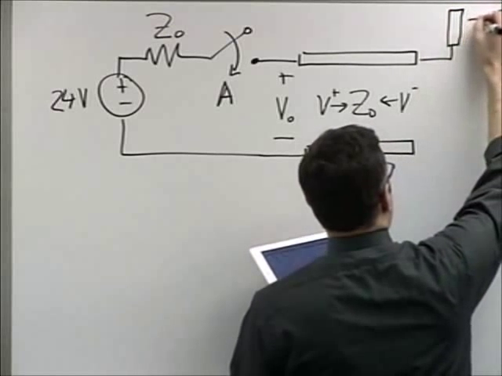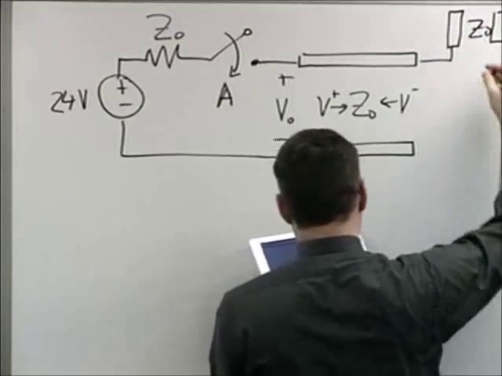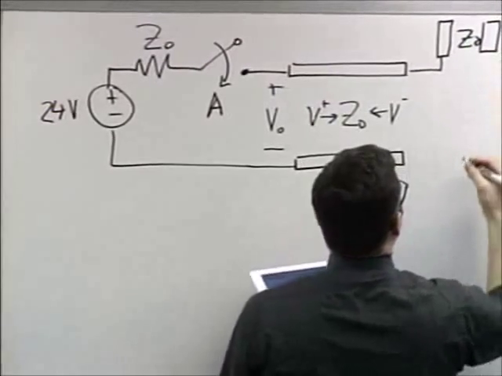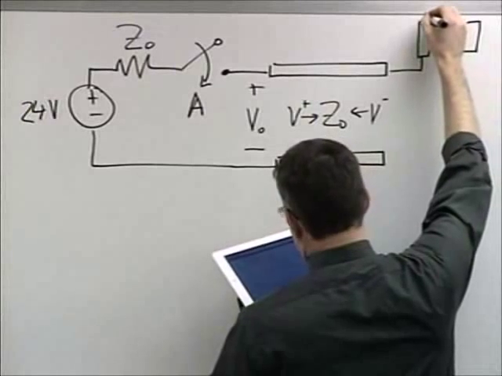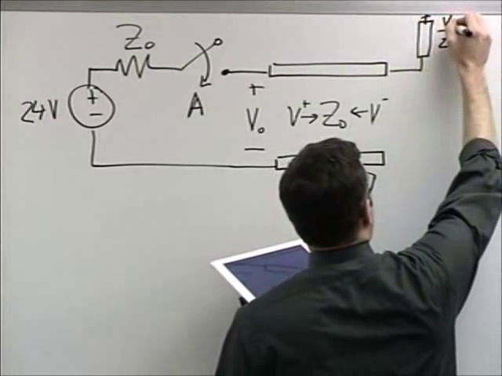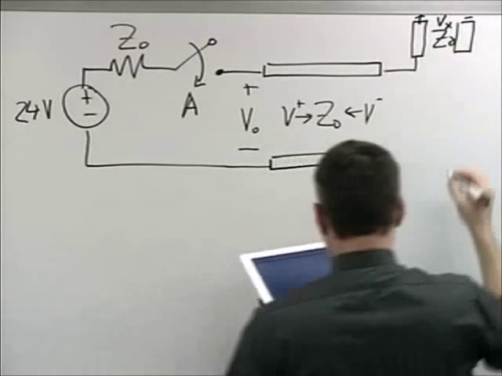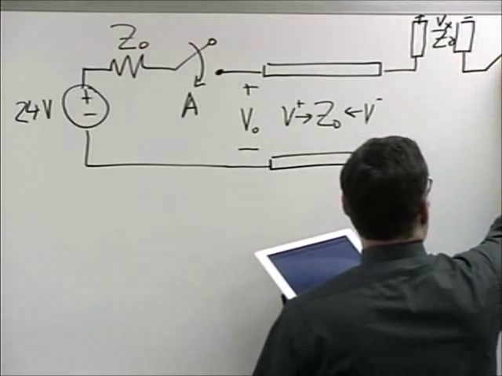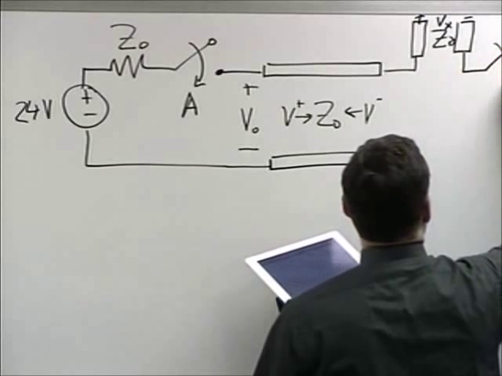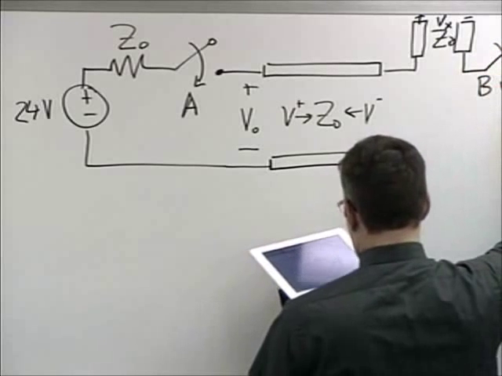I'm running out of space, but I can draw like this. There's nothing on the end that I need to draw. The only thing I do need to draw on the end is that I am interested in Vx, the voltage at the end of the line. And there's a switch B, which will trip at some point.